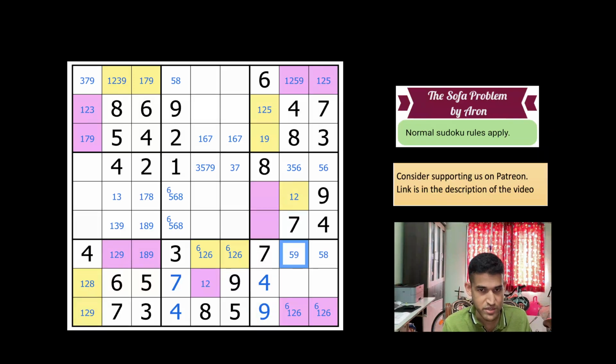And that gives 5 in here, 8 in here. 9 doesn't go here, so 1 and 2. Excellent. Now I know that 1 and 2 is here, so this cannot be yellow anymore. This is the 1 and 2. Whichever goes in here, it has to be here.